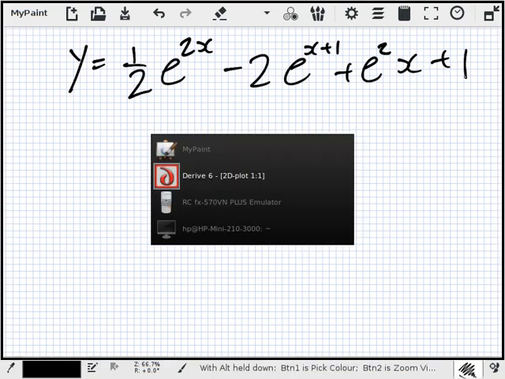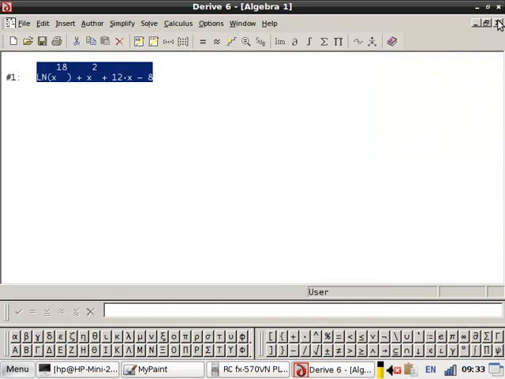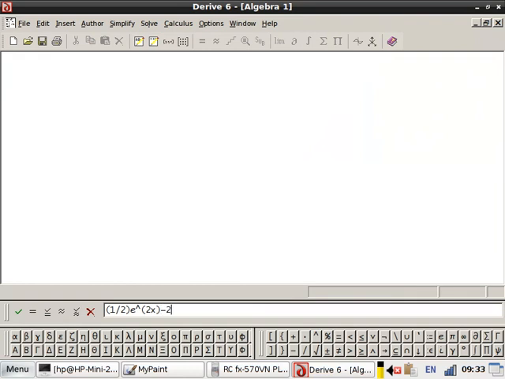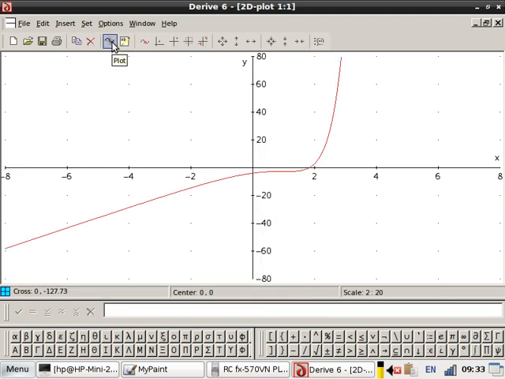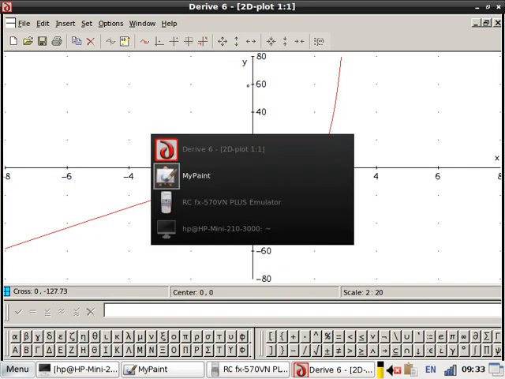Let me make the graph for you before you start so you can have at least a rough picture in your head of what's going on. So it's a half e to the power of 2x minus 2 e to the power of x plus 1 plus e to the power of 2 plus 1. Looks like there's an answer somewhere around 1.5 maybe, somewhere around here. That's what the graph looks like. So I'll let you try and find it now.